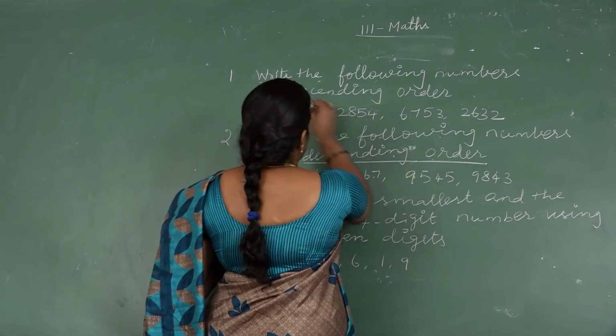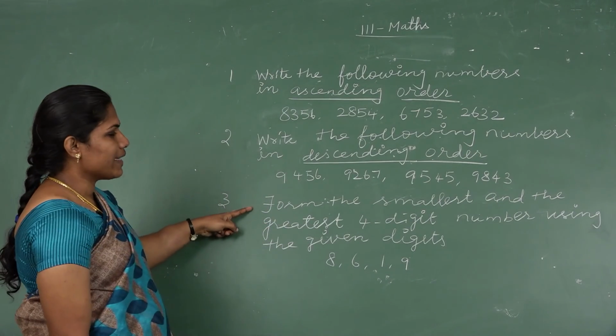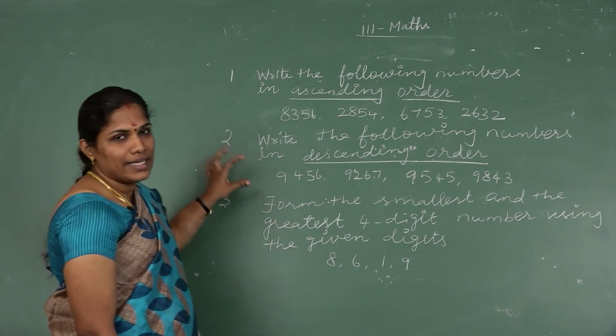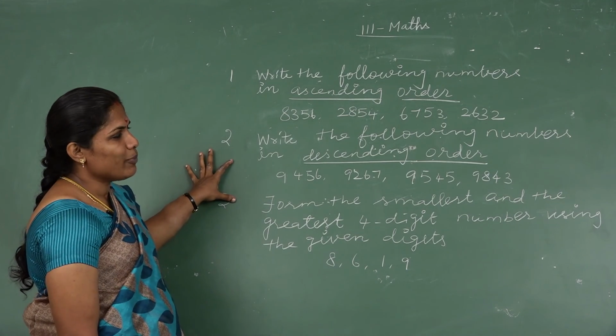Dear children, today's homework: ascending order, descending order, and form the smallest and the greatest 4-digit number using the given digits. So take your notebook and write this exercise in your notebook. We will practice in your house.